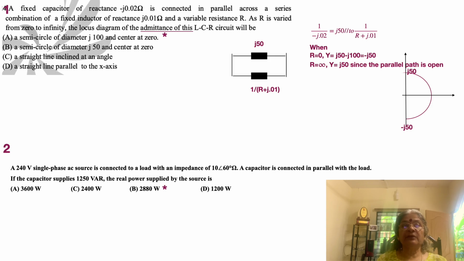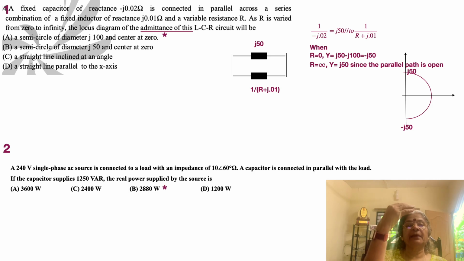For instance, in the first problem, a fixed capacitor of reactance minus J 0.02 ohms is connected in parallel. I suppose the figure comes to your mind, though it's drawn here. If you're writing the GATE exam, it's good to have a visual understanding as you read through the problems. It is connected in parallel across a series combination of a fixed inductor of reactance J 0.01 and a variable resistance R. So I suppose the picture is now clear.